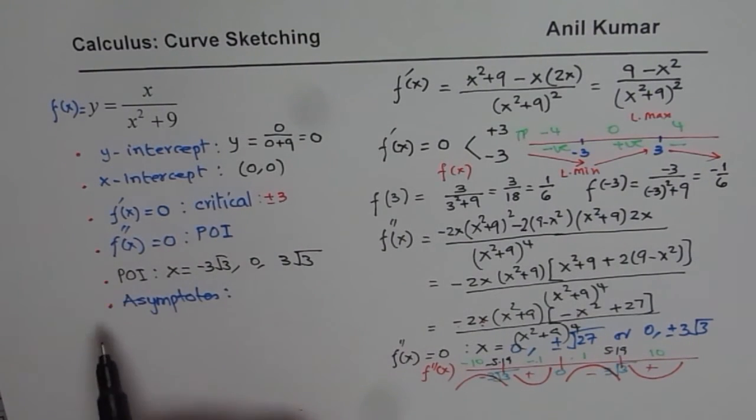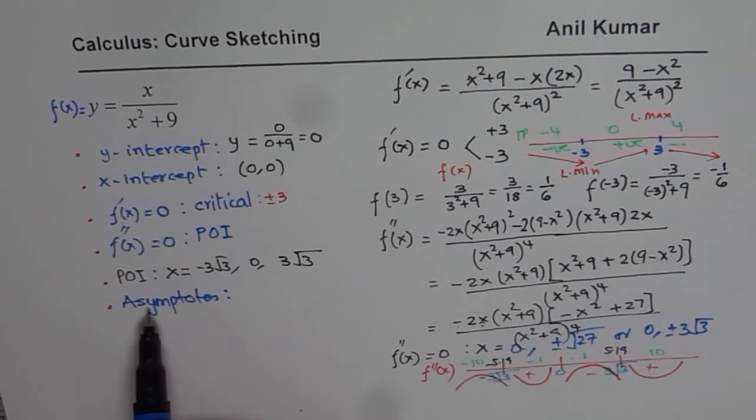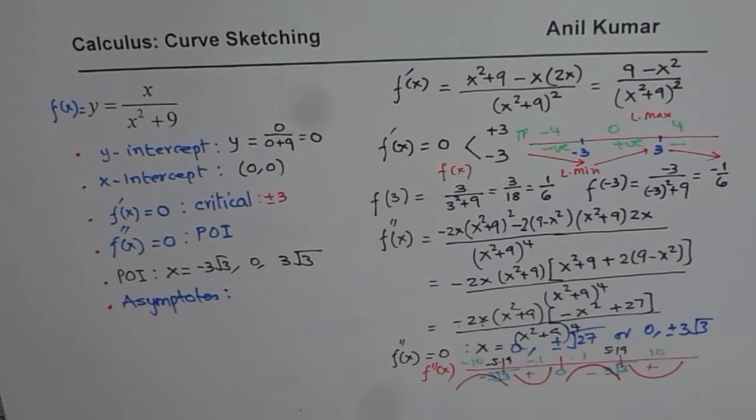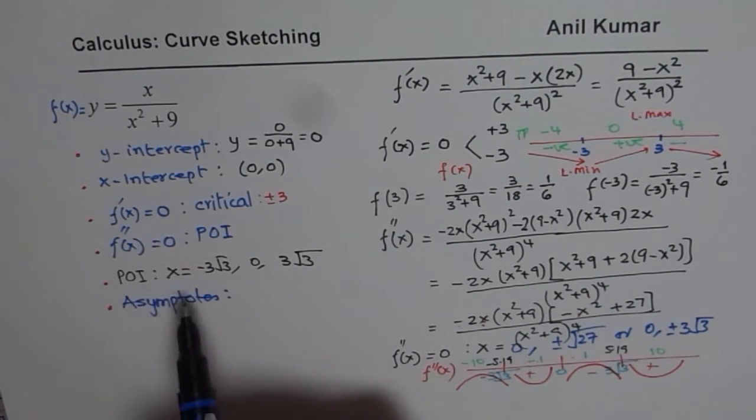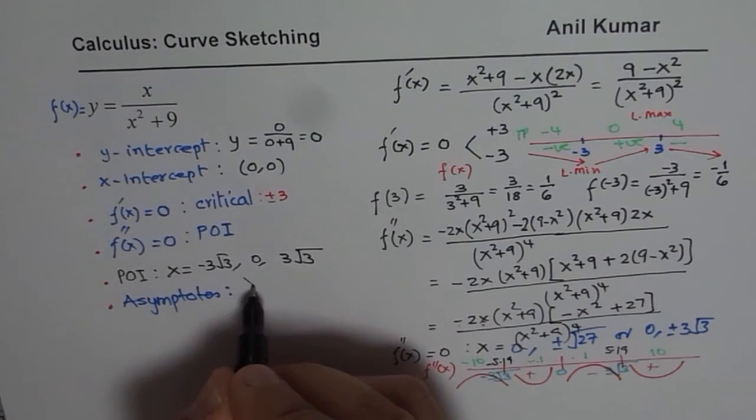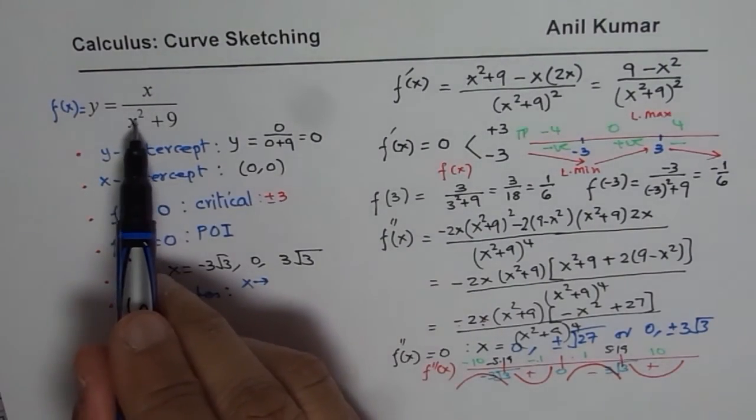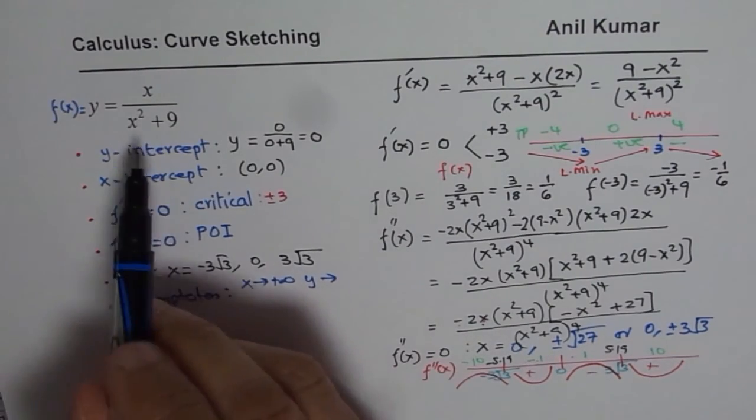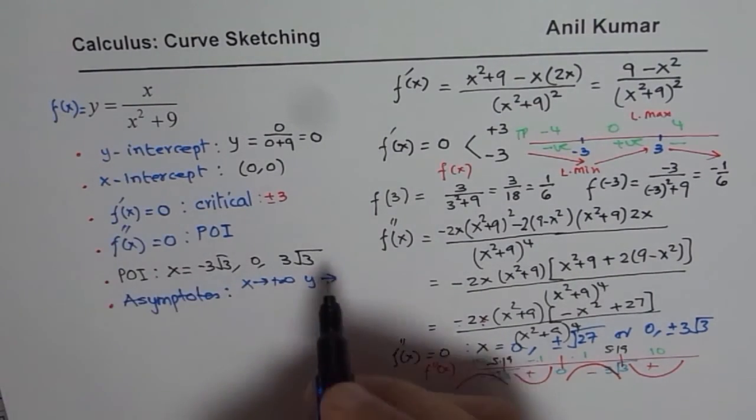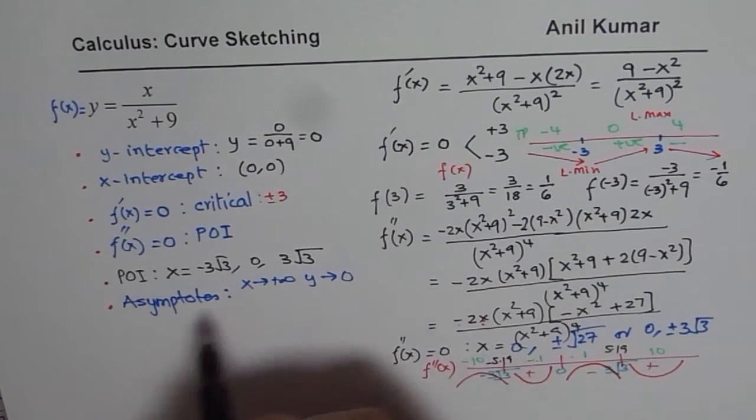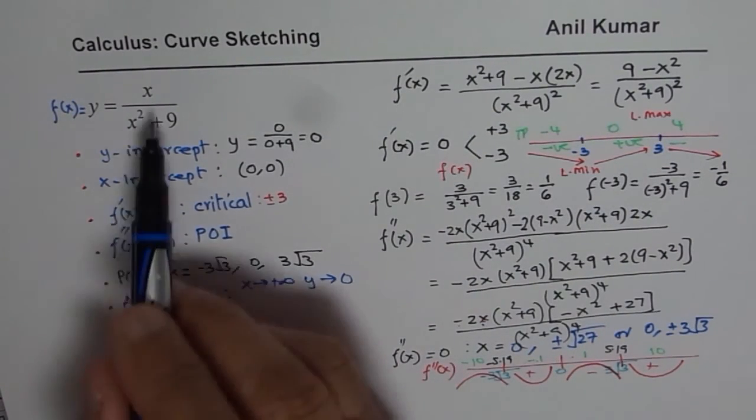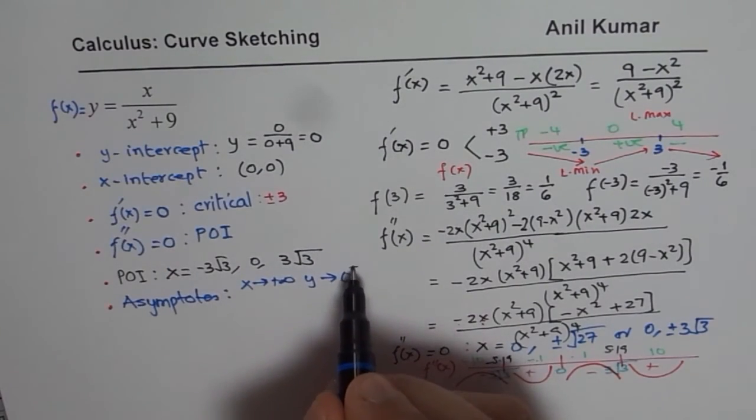Now the order could be different. At times, normally, we prefer to find asymptotes before getting into the derivatives. Since it is a rational function, we do expect asymptotes. So what we get here is that as x approaches positive infinity, y approaches 0, since the denominator is approaching 0.